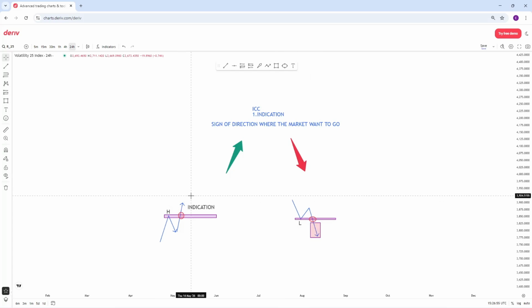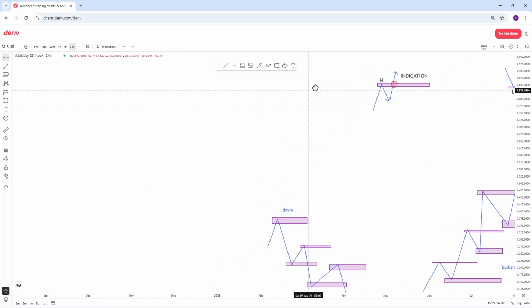You have to make sure the market closes above the previous high when you're looking to buy. When it's a selling indication, the market candles close below. So I'm just going to show you on the chart how you can identify these indications. Let's go.